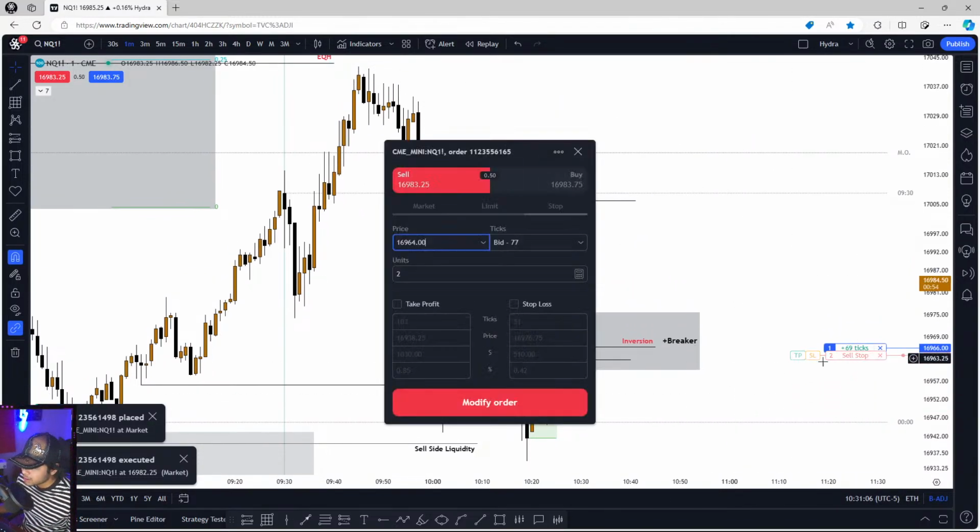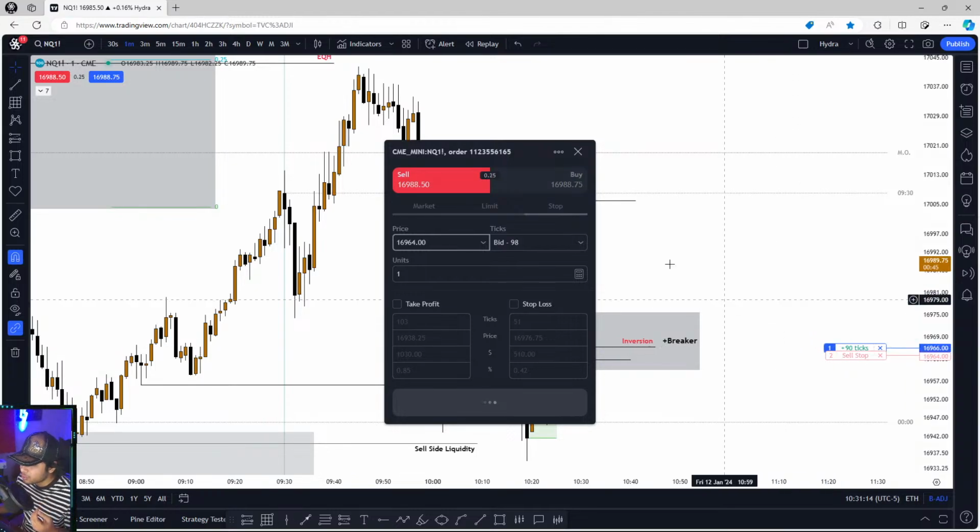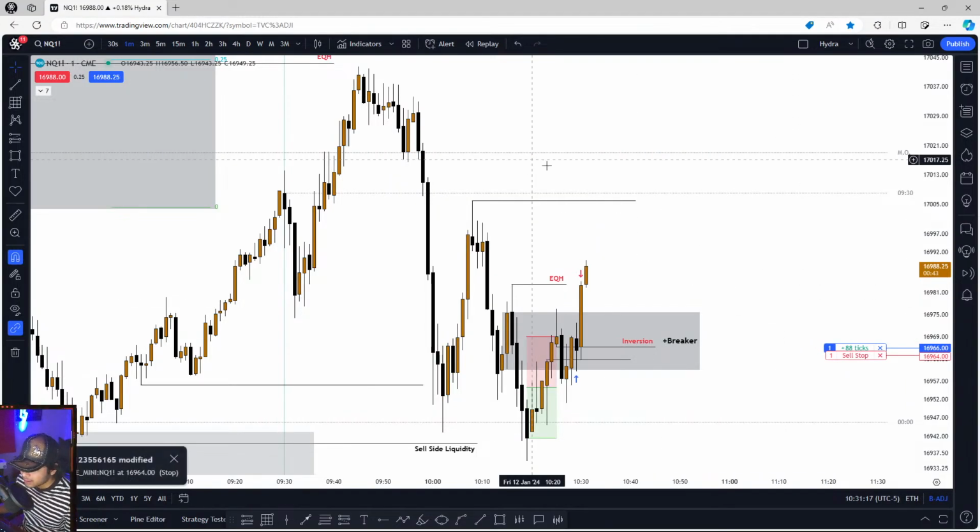We're gonna put our stop loss at break even. So even if we are coming down, we still have more profits. Oh no, what the hell? What happened? Why is it so slow?